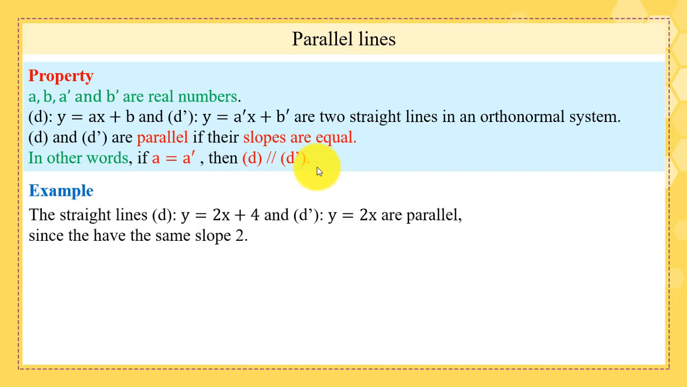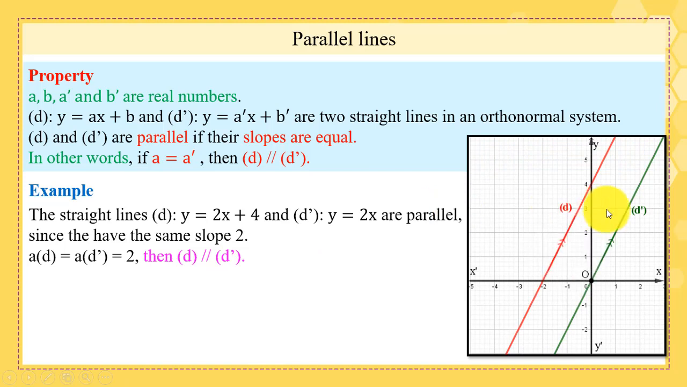Example: given the two straight lines D, y equals 2x plus 4, and D prime, y equals 2x, these two straight lines are parallel since they have the same slope 2. We write a of D equals 2 and a of D prime equals 2. Since a of D equals a of D prime equals 2, the straight line D is parallel to the straight line D prime. These are the two straight lines. As you notice, D is parallel to D prime.